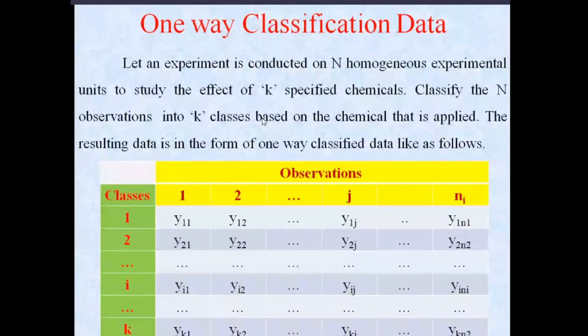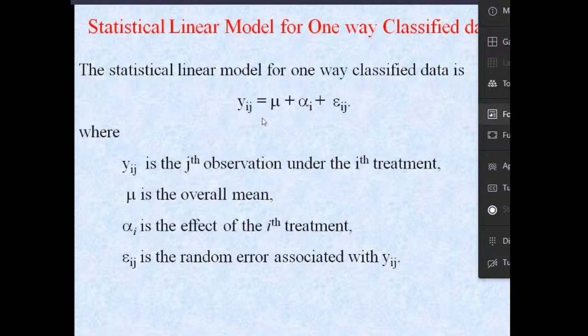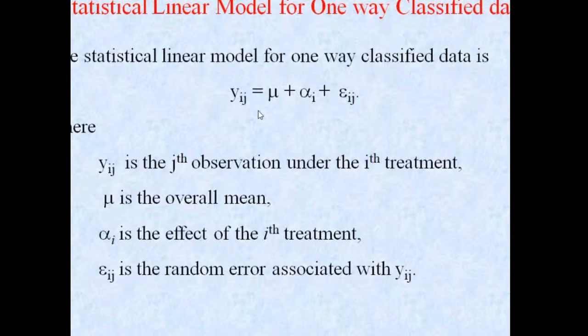And the hypothesis that we are testing is only one hypothesis. What is the hypothesis? Whether all group means are equal or not. That is what we are going to test. So H0 is the only hypothesis tested. And the statistical model that we are going to use is Yij, that is the observation, equal to the mean plus the effect of the ith treatment plus the random error.